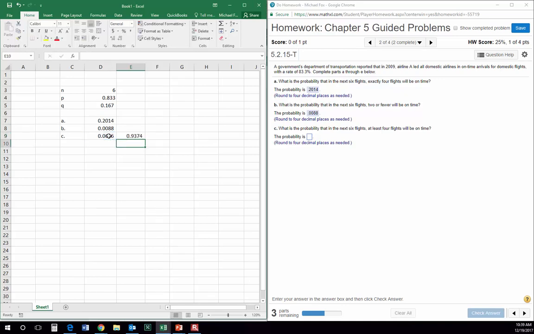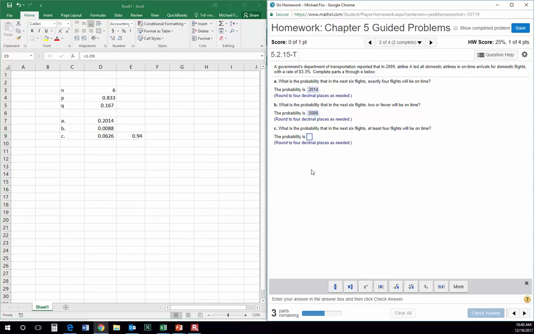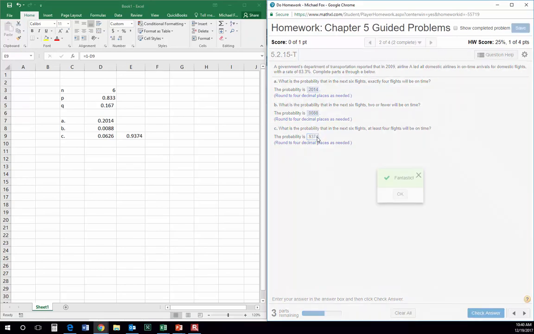Why? Because there's 100% probability that we're going to have either 6, 5, 4, 3, 2, 1, or 0 flights on time. 100% probability. So if we need to know the probability of having 4 or greater, then the only way we can do that using Excel is to find the probability of getting 3 or fewer and then subtracting that number from 1. So the probability is 0.9. I better get some more decimals here. 0.9374. That it will be 4 or greater.